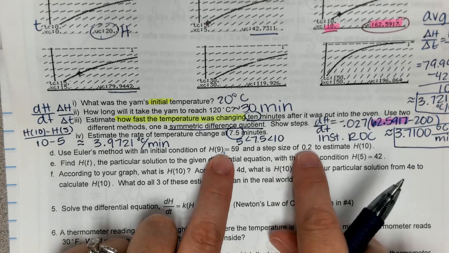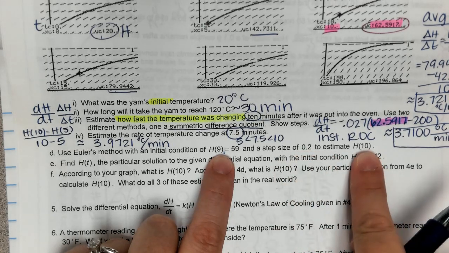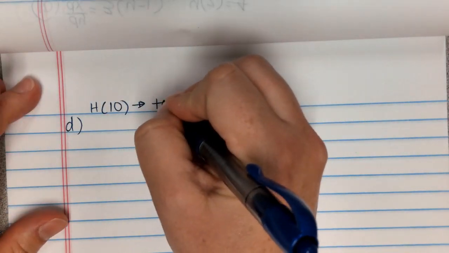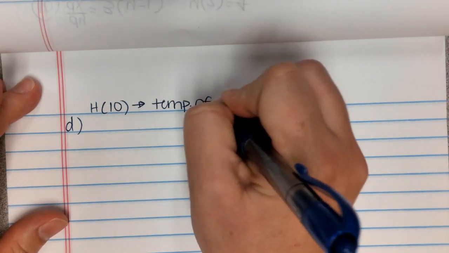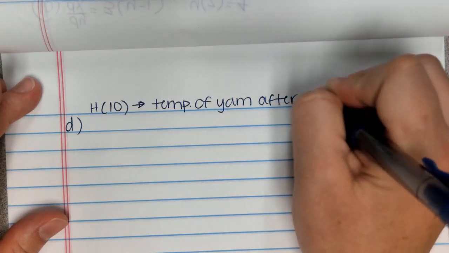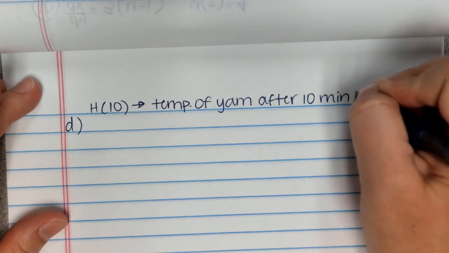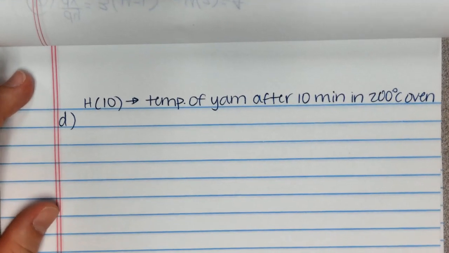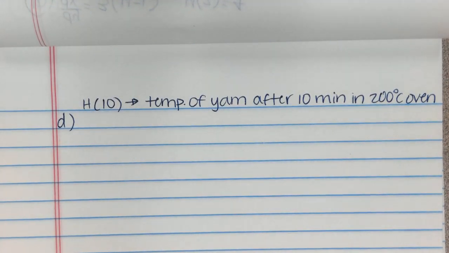It's saying use a step size of 0.2 to estimate h of 10. Let's write this down. What does h of 10 mean? It means the temperature of the yam after 10 minutes in the 200 degrees Celsius oven. You have to be able to explain what you're finding.